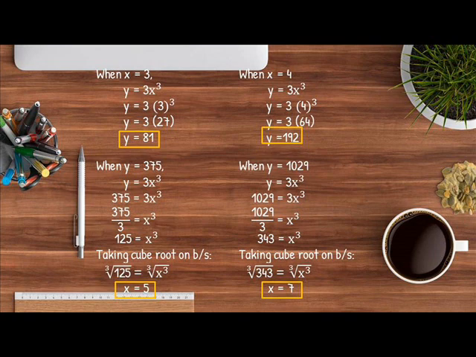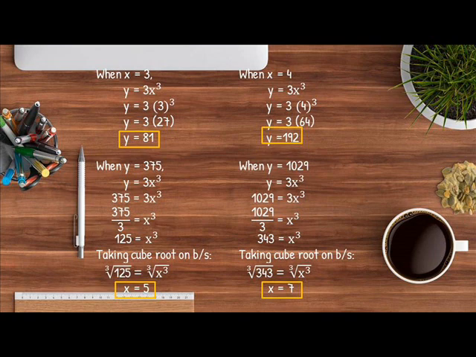Now let us find the values of x against the values of y. The first value is y equals 375. After putting it into the equation, we have 375 equals 3x cube. To isolate our variable, that is x cube, we will transpose 3 to the left hand side, as we know that when a number is multiplied on one side of the equation, when transposed to the other side, it is divided. So we have 375 divided by 3, that equals 125. Well, x cube equals 125.